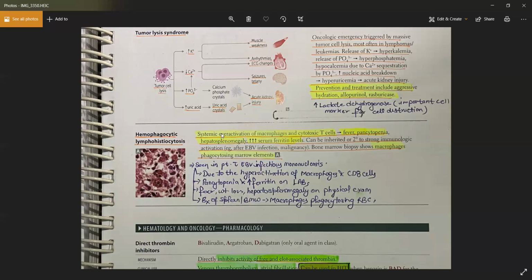Then comes the... any doubt in that? No, thank you. Okay, then comes the hemophagocytic lymphohistiocytosis.